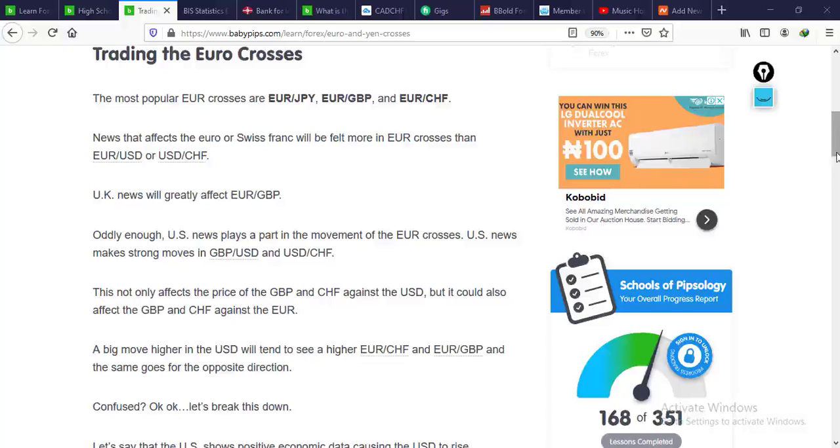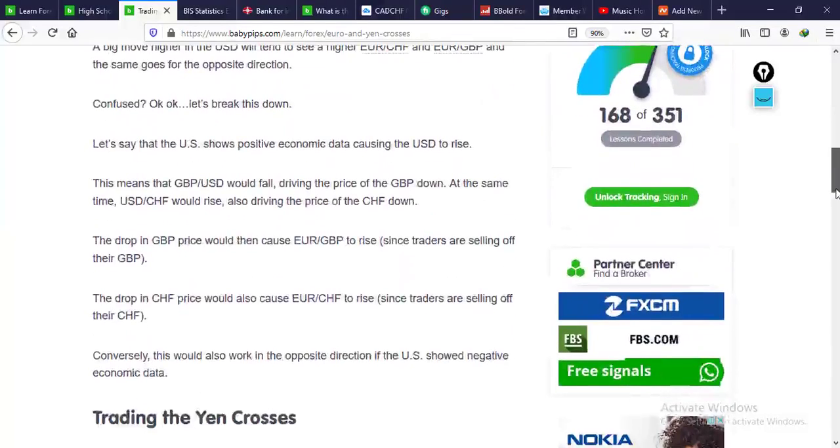US news makes strong moves in the GBP/USD and the USD/CHF. This not only affects the price of the GBP and Swiss franc against USD, but it could also affect the GBP and CHF against the euro. So a big move higher in the USD will tend to see a higher EUR/CHF and EUR/GBP, and the same goes for the opposite direction as well.